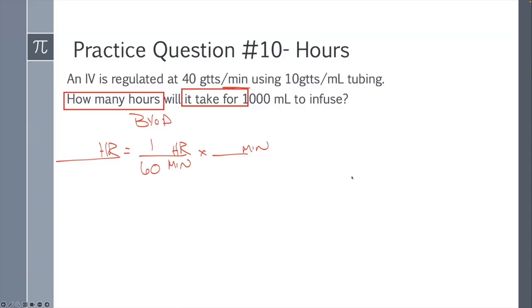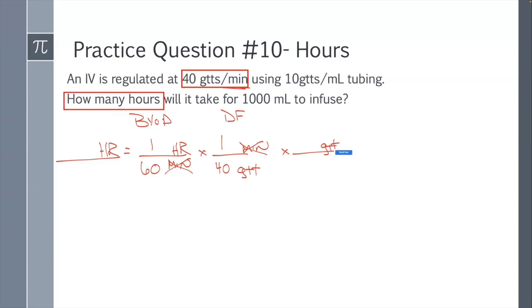And now I can use those 40 drops per minute. 1 minute is going to yield 40 drops with the type of tubing that I'm using. This is our drop factor, the size of the tubing. Minutes on the bottom, minutes on the top, they cancel. And now I have hours per drop. I don't need hours per drop, I just need hours.